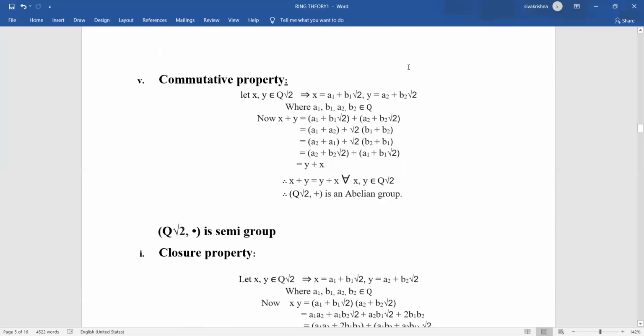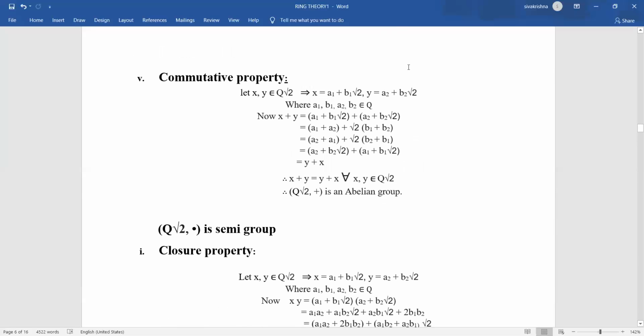Coming to the next condition, that is commutative property. For commutative property also, we have to consider two elements. I have considered x, y.